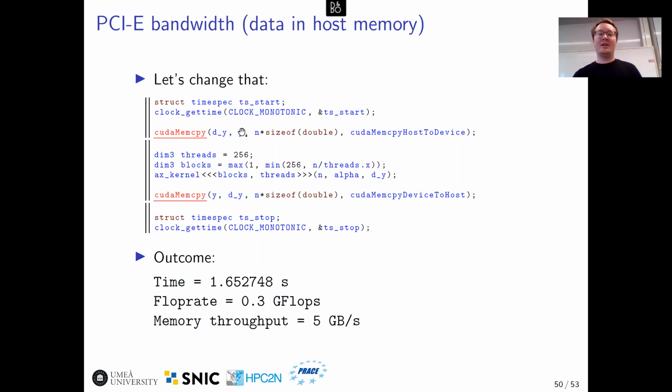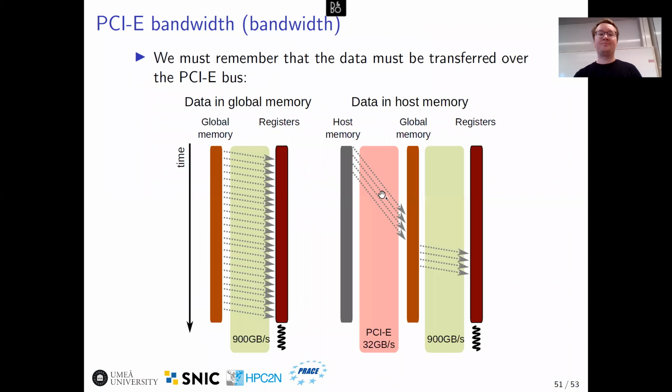And more importantly, this will, in the real world, also affect your performance. So in case of the AXPY kernel, clearly you don't want to be in a situation where you're just moving the data from the host memory to the GPU, doing the calculation and moving it back. You actually want to keep the data in the GPU memory as much as possible. And that is exactly what's happening if we are in a situation where the data is already in global memory.